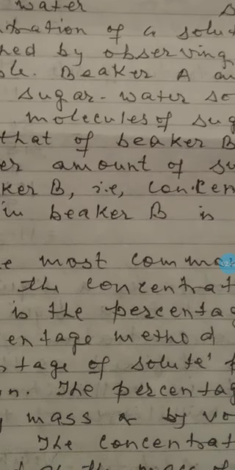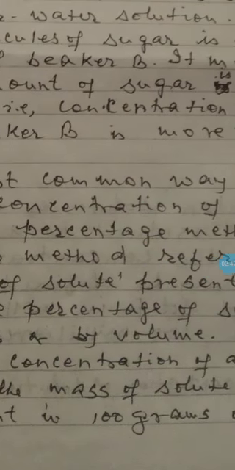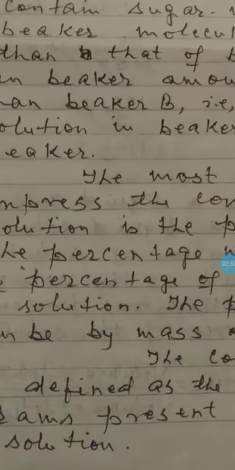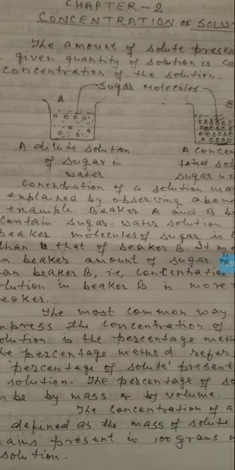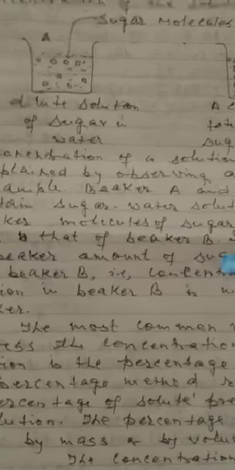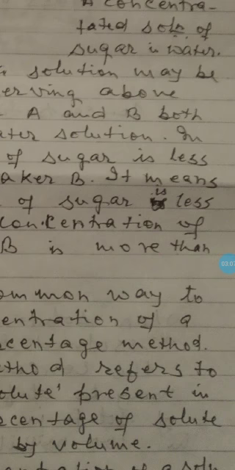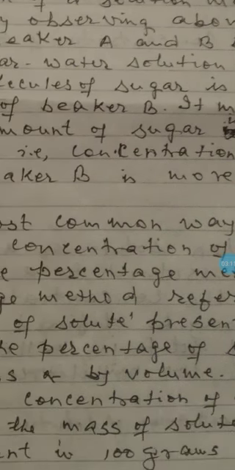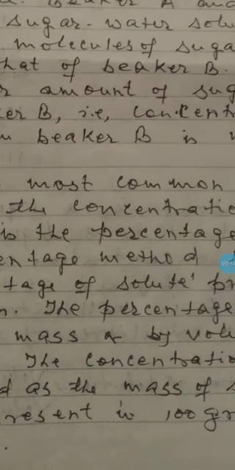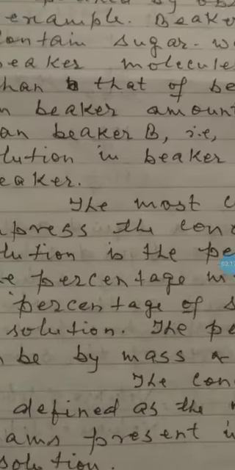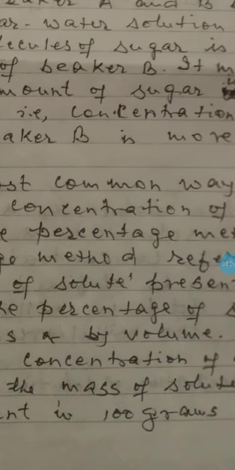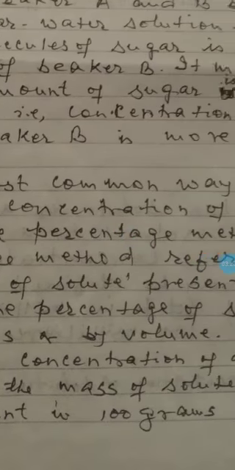Concentration is a very important term in chemistry. There are a number of ways to express concentration of a solution. In terms of percentage, we can express the concentration of a solution. Molarity, molality, and normality are other ways to express concentration, but the most common way to express the concentration of a solution is the percentage method.